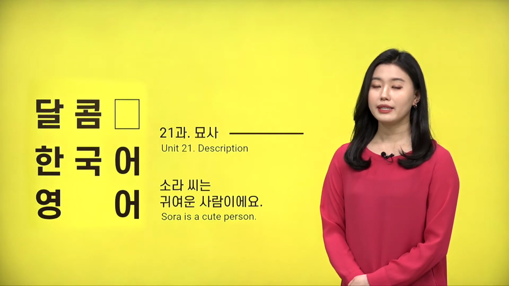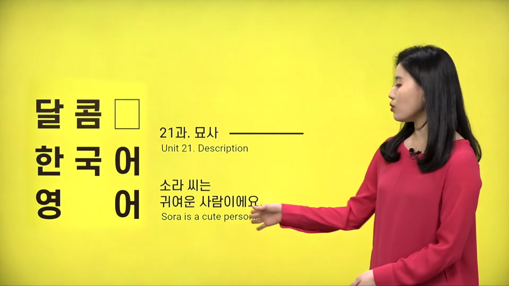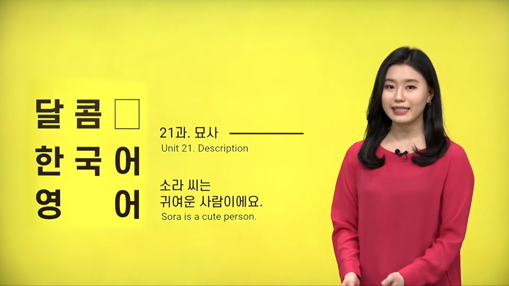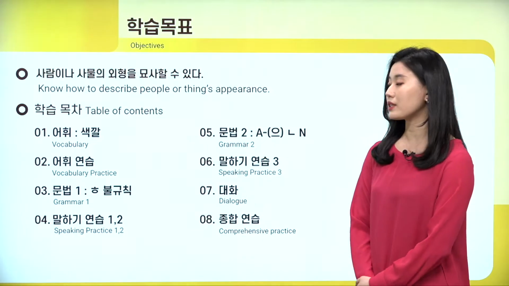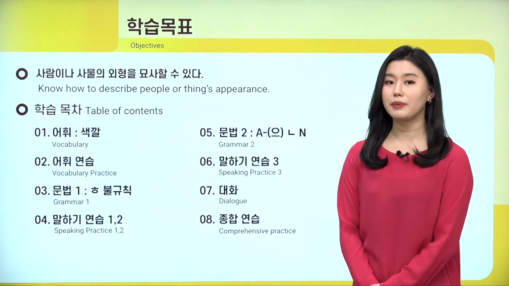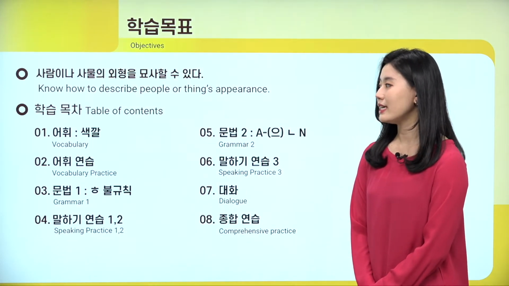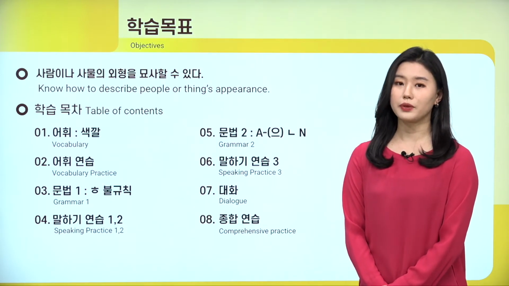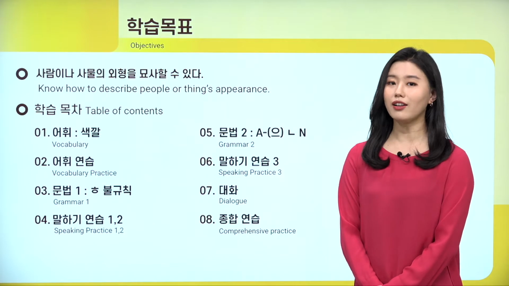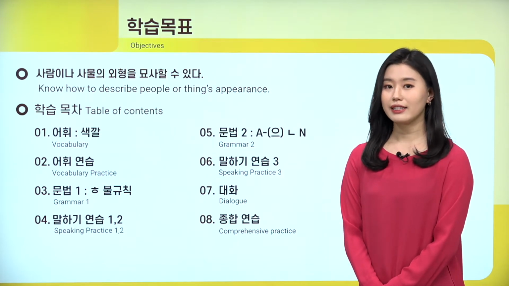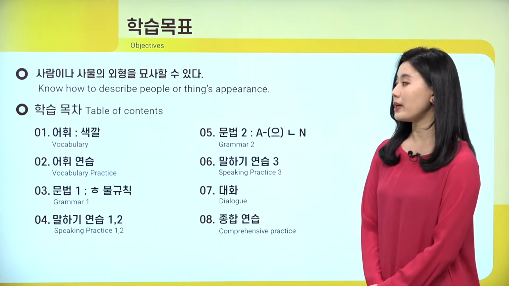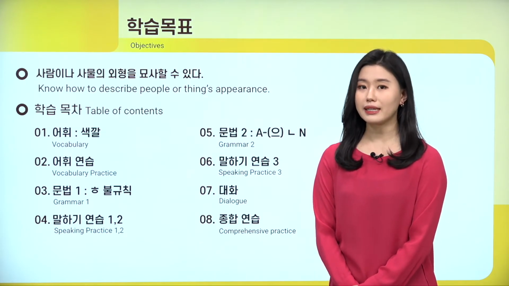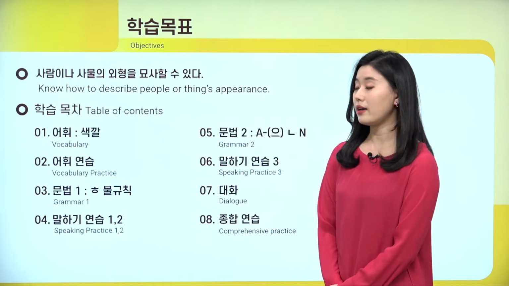귀여운 사람. You see, 귀엽다, cute, and 사람 were combined. Like this, we will learn how to describe one's appearance based on the vocabulary. As always, number one is 어휘, vocabulary, especially regarding colors, 색깔. Number two, based on what we've learned from number one, we will do vocabulary practice. Number three, we have a grammar point.